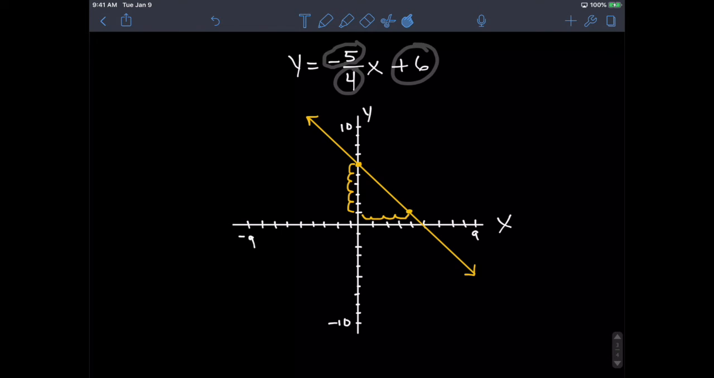No matter what, if you have a y equals mx plus b equation, plot the y-intercept, use the slope to move to the next point, that is again rise over run, connect your points, put arrows on the line, have a nice day.